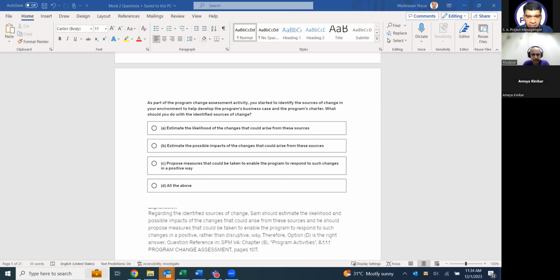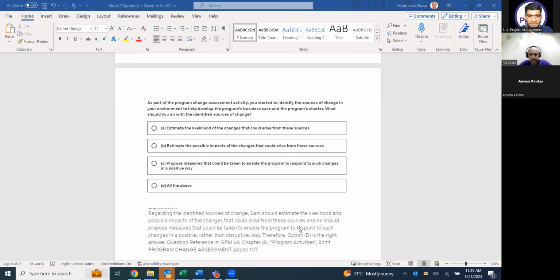Regarding the identified source of change, Sam should estimate the likelihood and possible impact of the change that could arise from these sources, and he should propose measures that could be taken. So he is asking a complete package: identify the risk, do the risk assessments, and propose a risk management strategy.